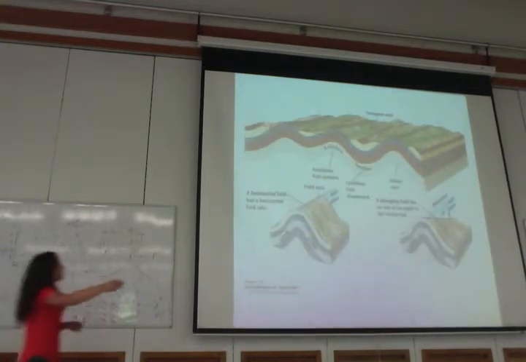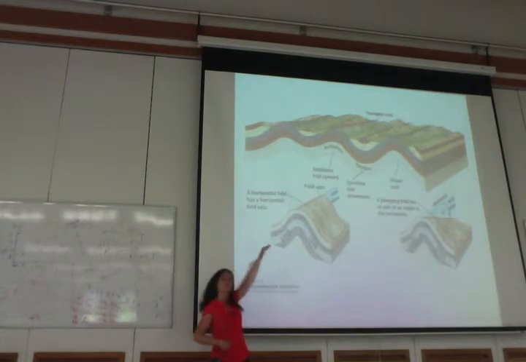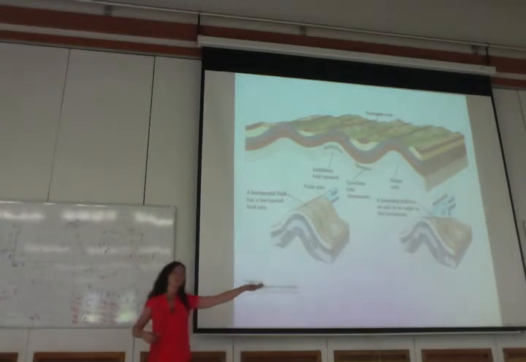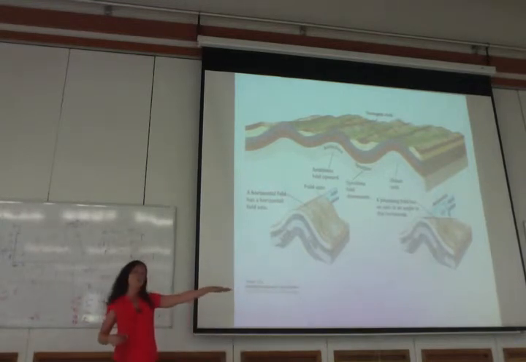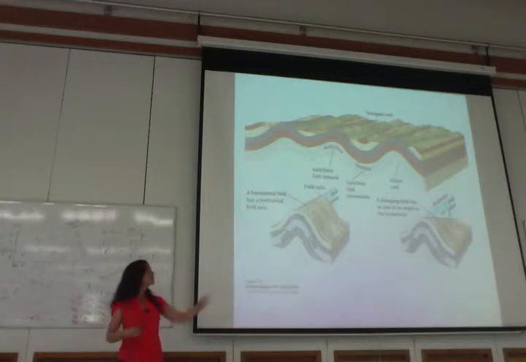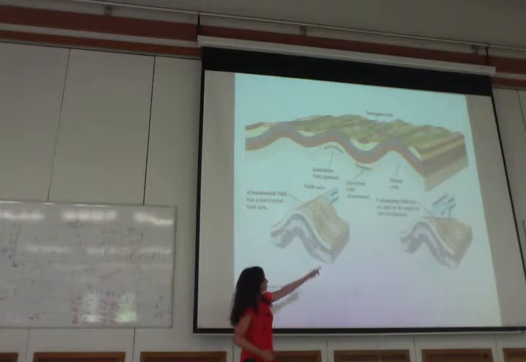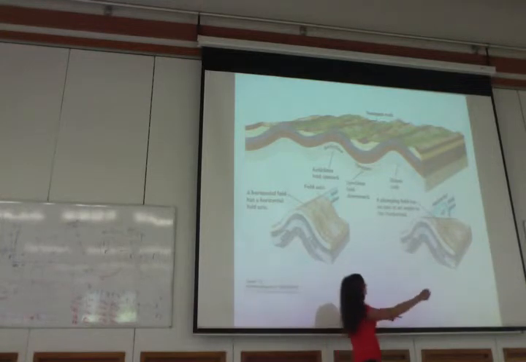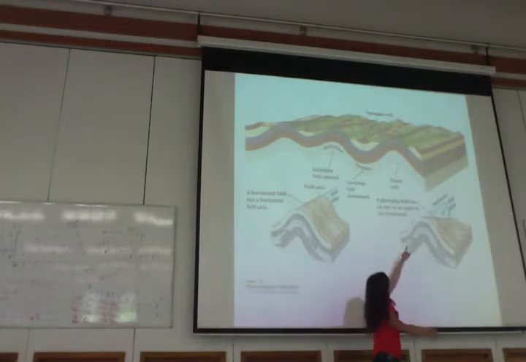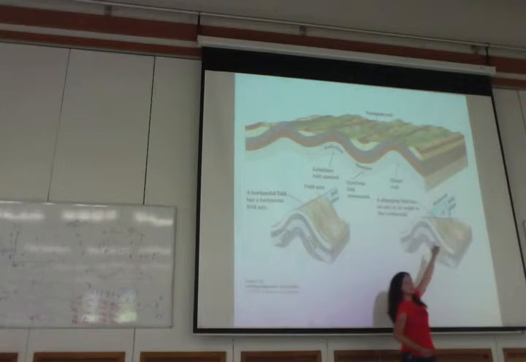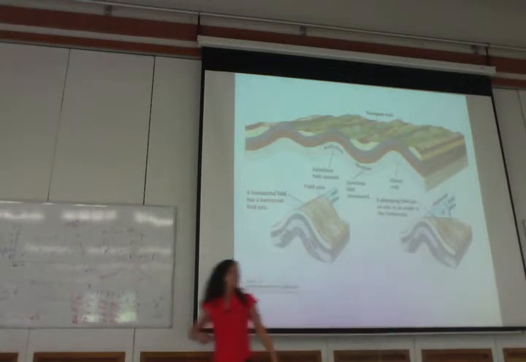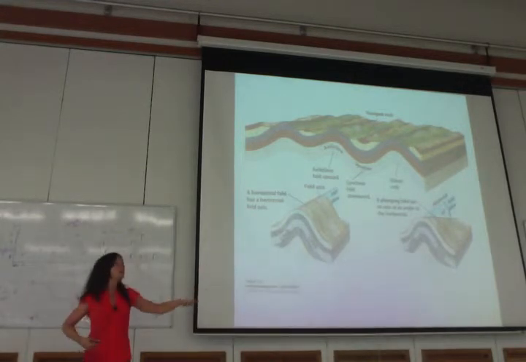So when we talk about the fold axis, not all fold axes are horizontal. If that fold axis is horizontal, we call it a horizontal fold. But sometimes it actually dips itself. We call that a plunging fold. So you can see here the fold axis, this line that meets the bed. When the axial plane meets the bed, if that's dipping, we call that a plunging fold.